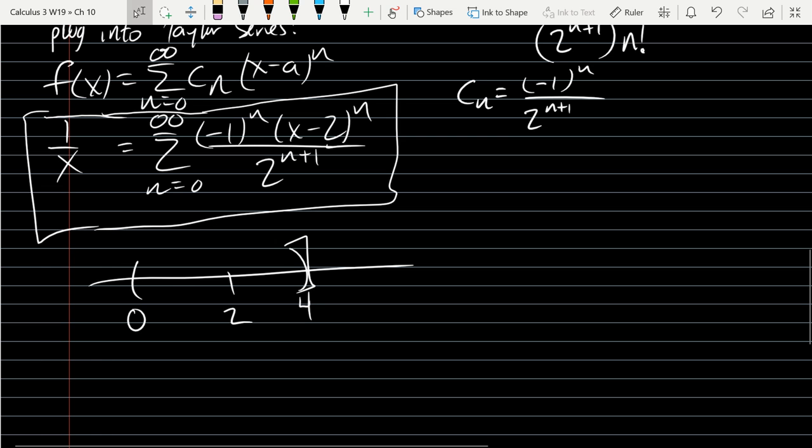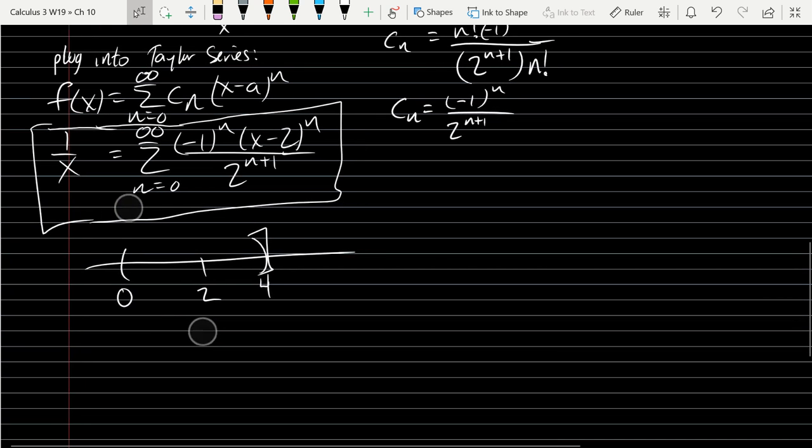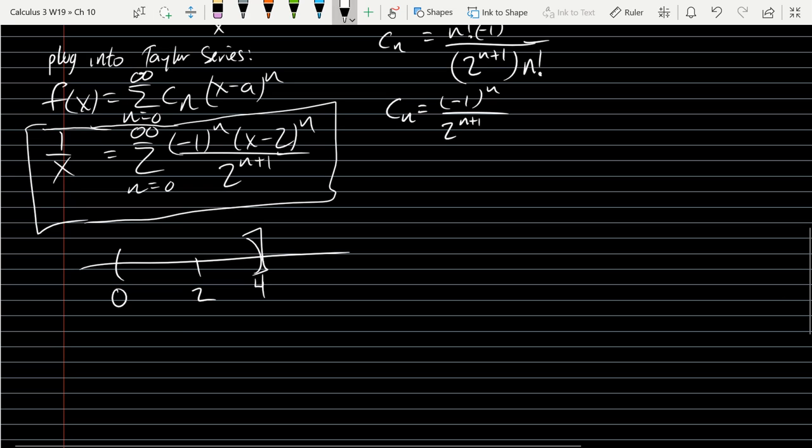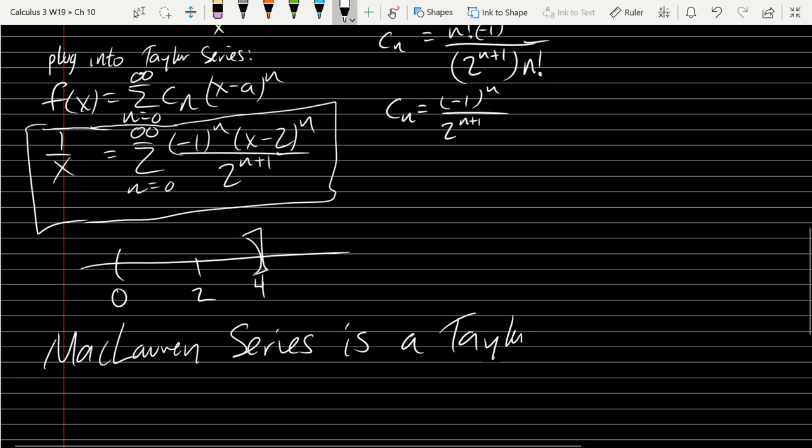So the only other vocabulary word you have in this chapter is Maclaurin series. Maclaurin series is a Taylor series centered at 0. So that's the Maclaurin series. So if you're centered at 0, you have a Maclaurin series. And the rest is basically just practice.